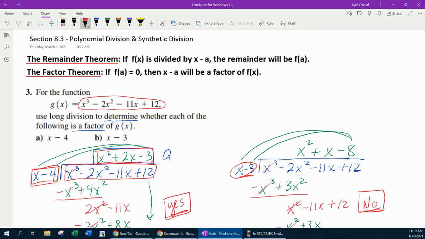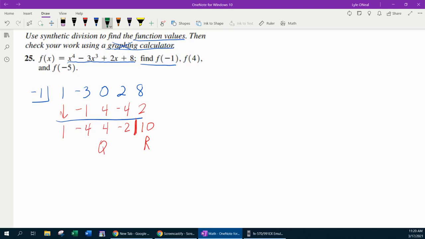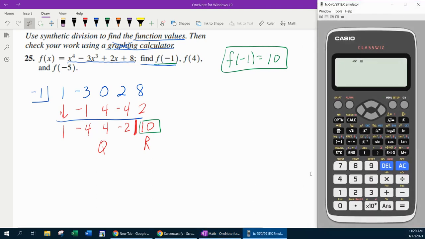And if we go back up top to the remainder theorem, remember that says if the function is divided by x minus a, really that's what synthetic division is doing. It's doing the long division with a shortcut. It says the remainder will be the function value. So we can say f of negative 1 will be 10. The remainder is the function value. And then we're going to use our handy dandy calculator to check that.